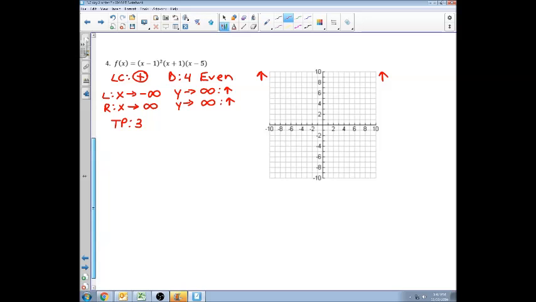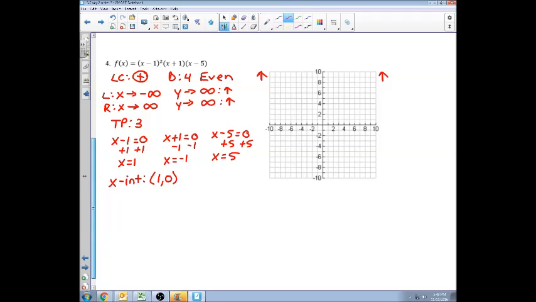Now I need to go ahead and find my x-intercepts. Because x minus 1 happens twice does not mean I have to solve x minus 1 equals 0 twice. I'm still only going to solve that once. So x minus 1 equals 0, add 1, x will equal 1. X plus 1 equals 0, subtract from both sides, x will equal negative 1, and x minus 5 equals 0, add 5, so x equals 5. Now I want to find my x-intercepts, so my x-intercepts would be 1, 0, negative 1, 0, and 5, 0.